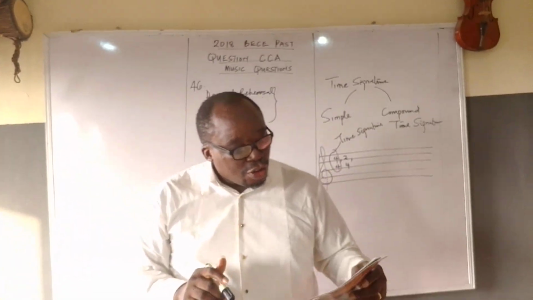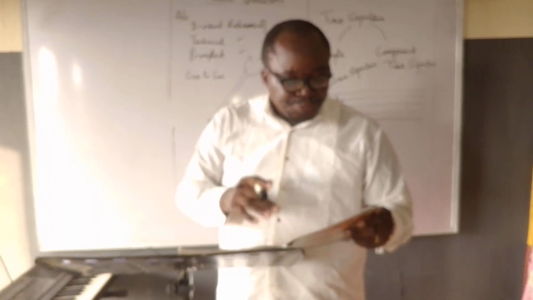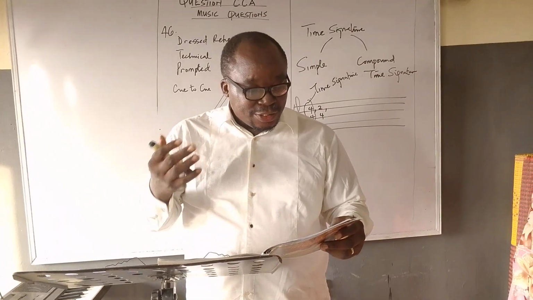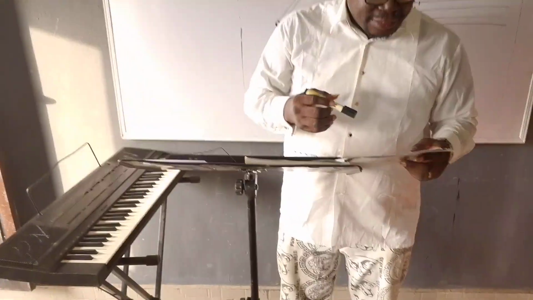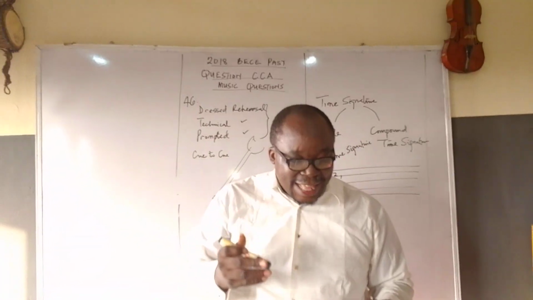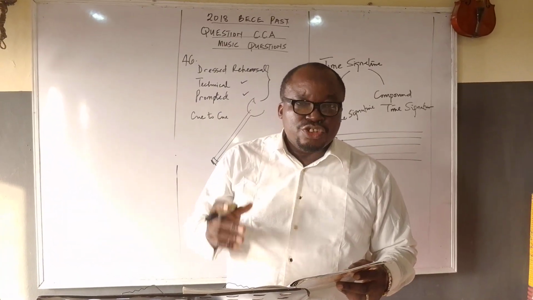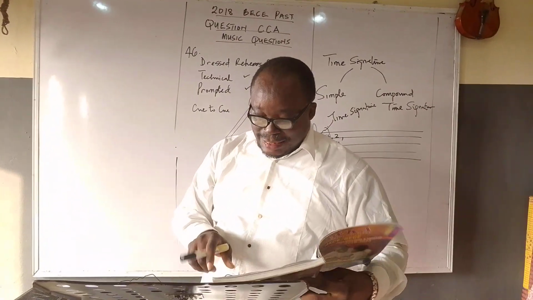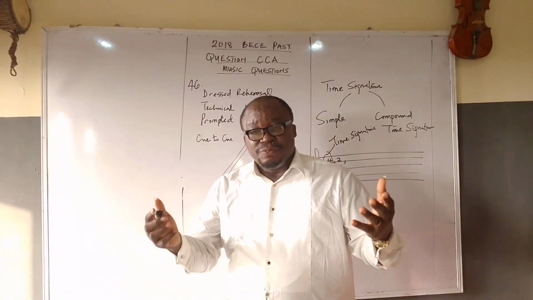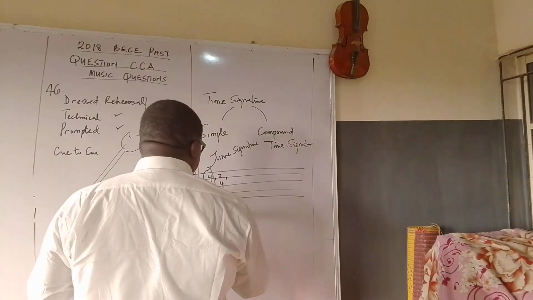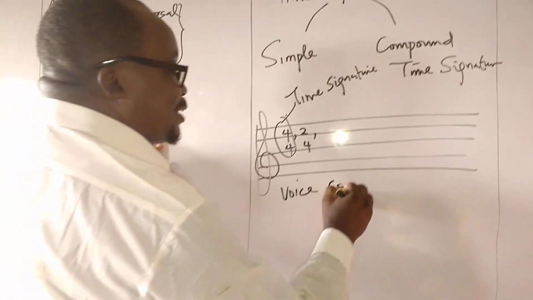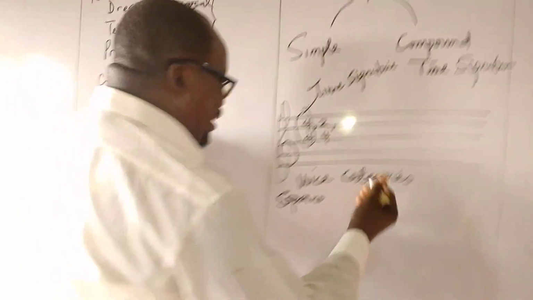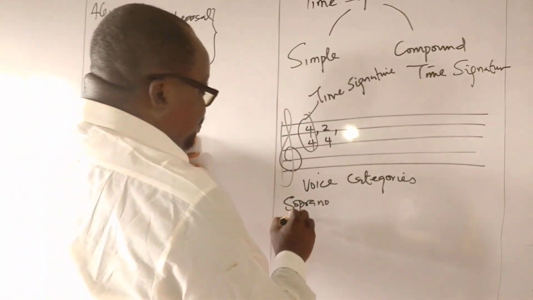The next question is question number 62. Question number 62 talks about the voice categories. The question says, in the categories of human voice, the high female voice is called soprano. Soprano is the high female voice, okay? Soprano is known as the high female voice. We have 4 voice categories. Hope you can see the board. Voice categories. We have soprano. Soprano is the highest female singing voice. We have the alto.